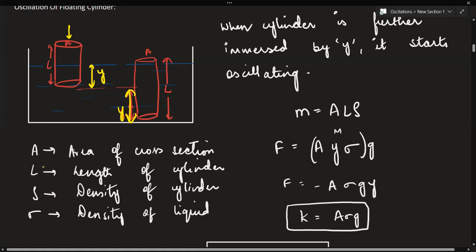A is the area of cross section, L is the length of the cylinder, rho is the density of the cylinder, sigma is the density of the liquid. What will the mass be? Area multiplied by length gives the volume, and this is the density, so mass will be A L rho. Again, F is equal to mg, so F is equal to A y sigma g.